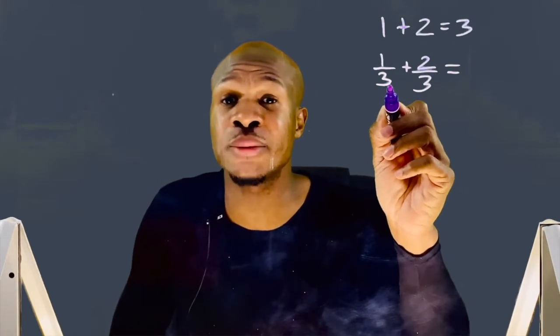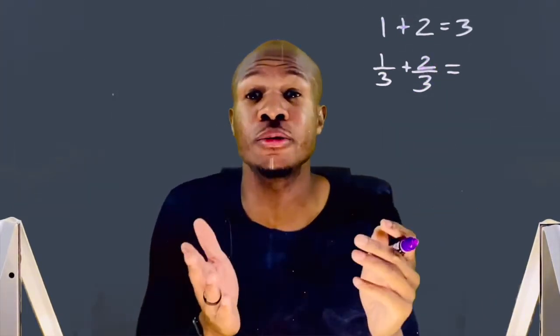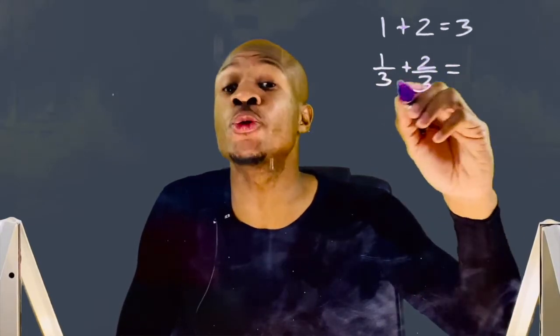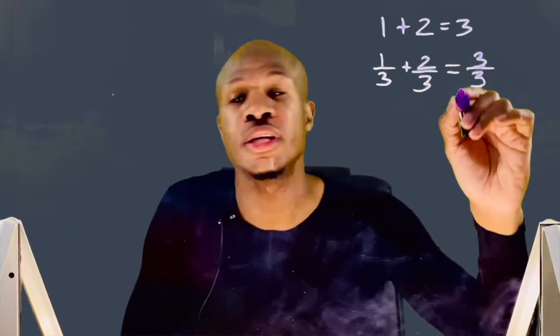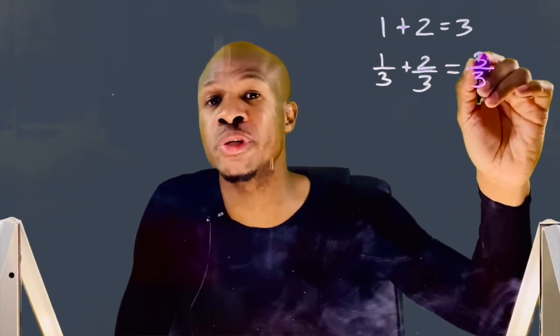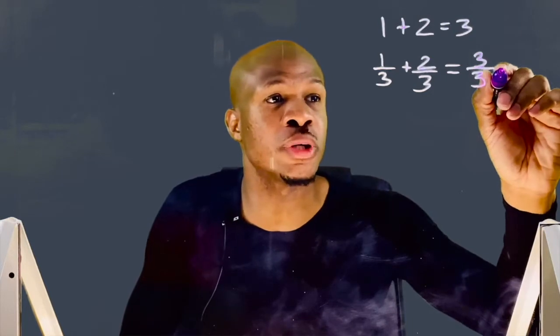This number here is 3 times smaller than 1, and I have one of them. This number here is 3 times smaller than 1, and I have 2 of them. So I'm adding numbers of the same size. Here I have 1 third, and here I have 2 thirds. So that gives me 3 thirds, right? And 3 divided by 3 is just equal to 1.